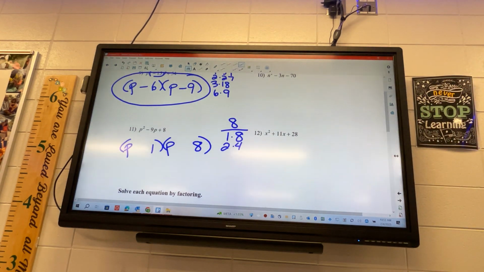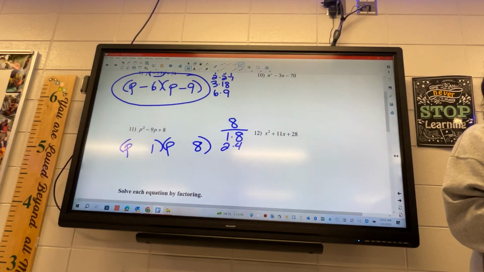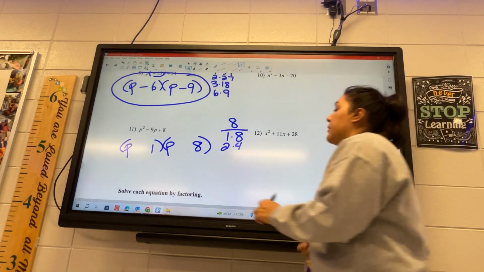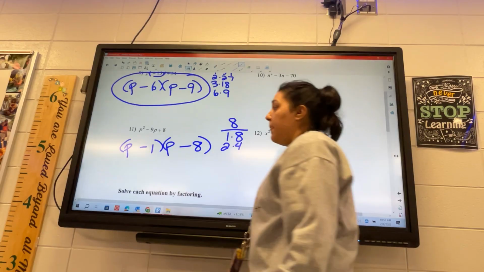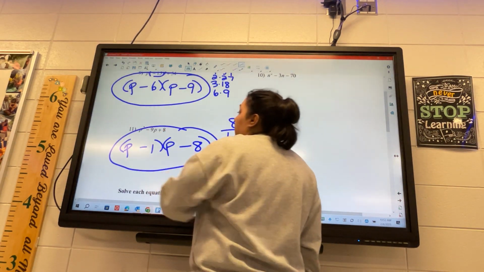So Oscar, this is when you would run through them and say plus 1, plus 9, or minus 1, minus 9. I'm trying to get what kind of 9? Negative 9. So what kind of signs am I going to need? Minus, minus. Okay, so this is our answer.